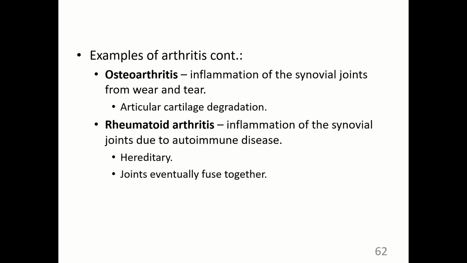It's very painful, and the articular cartilage is degrading. So there's a lot of heat, redness, swelling, and pain. And the bones are actually going to stiffen up and grind together during movement. Rheumatoid arthritis is an inflammation of the synovial joints due to an autoimmune disease. This one is hereditary, and the joints will eventually fuse together.